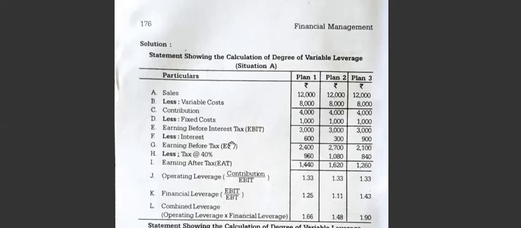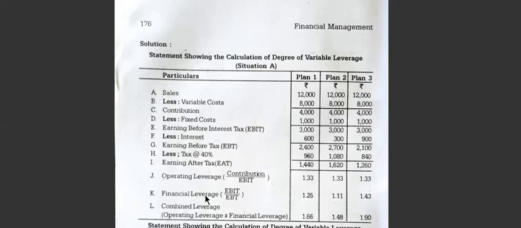So EBT into 40% you will get 960. 2,700 into 40%, 1,080. 2,100 into 40% you will get 840. Then deduct, you will get EAT. Then operating leverage you have to calculate. What is the formula? Contribution divided by EBIT. So contribution is 4,000, EBIT is 3,000. So 4,000 divided by 3,000, it is 1.33. Like that calculate for plan B and plan C.